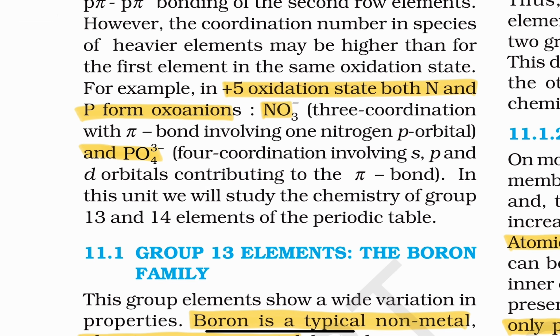In +5 oxidation state, both nitrogen and phosphorus form oxoanions. NO3 minus is 3 coordination with a pi bond involving 1 nitrogen p orbital, and PO4 3 minus is 4 coordination involving s, p, d orbitals contributing to the pi bond.